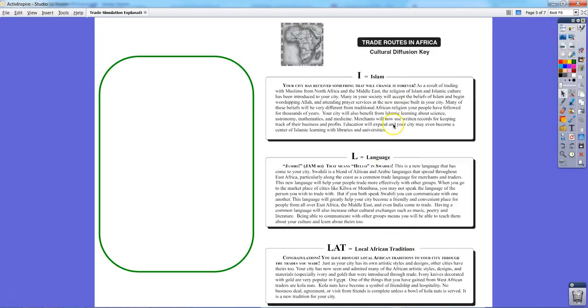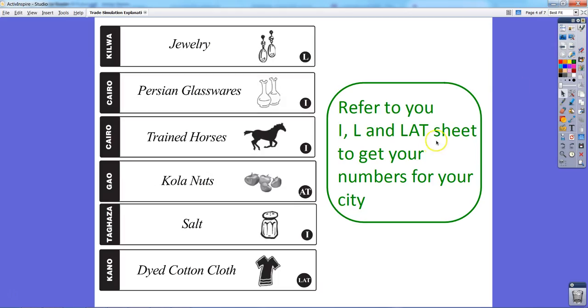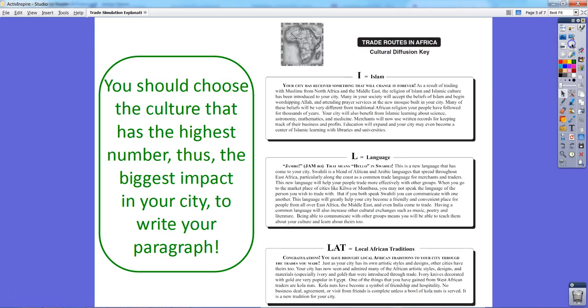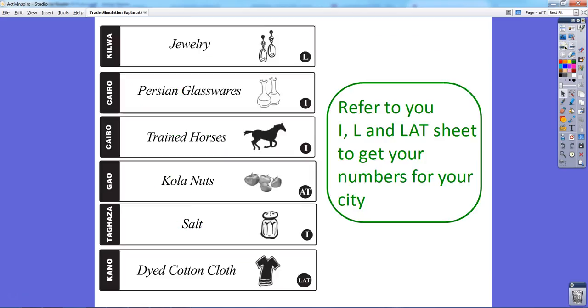Well, since there are 3 cultures, which culture should you write about? You should choose the culture that has the highest number, thus the biggest impact in your city, to write for your paragraph. So, based on your I, L, and LAT numbers, please choose the one that you have the biggest number. However, there's a caveat. There's an exception. Do not choose the one that your city started with.